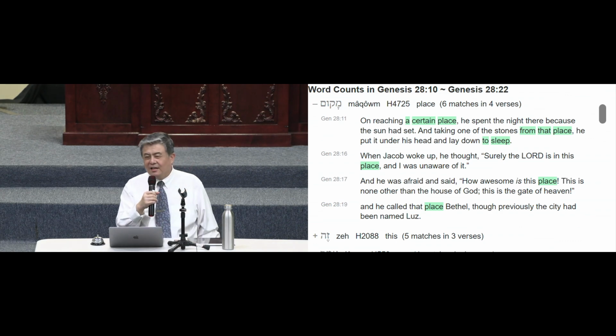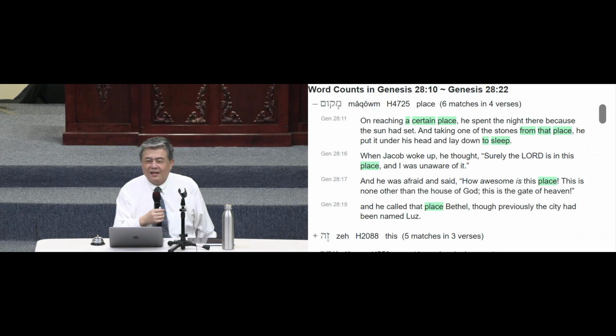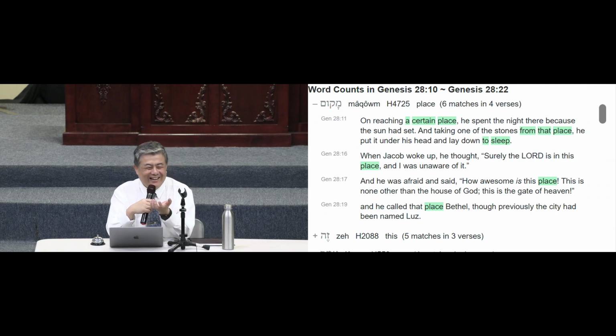So why in verse 11 does the Bible not say, on reaching Luz, he spent the night there because the sun had set? Why not? Doesn't it make you curious? Maybe you're not curious, but I am. Why not just say he came to Luz? So it's as if the author is intentionally not telling you the name.